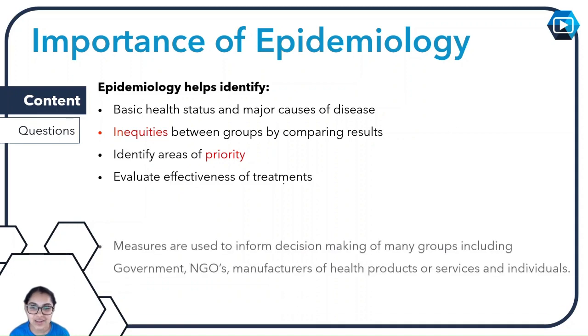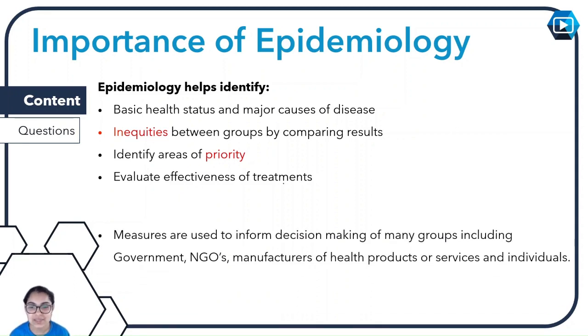So we also use these measures to inform the decision making of many groups, including governments, NGOs, manufacturers of health products and services, and individuals. What that means is, in all aspects of health distribution, everyone is using this data to make decisions. Governments are using this data to create programs that may be more beneficial to individuals, or that may target a higher proportion of society.